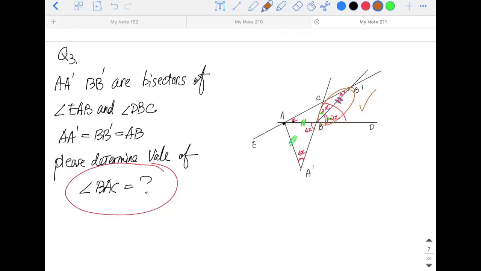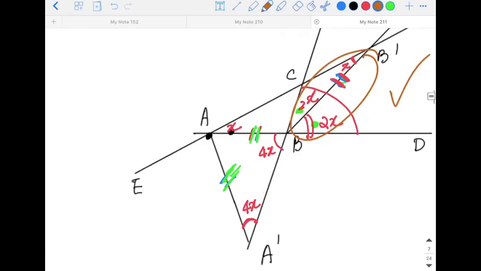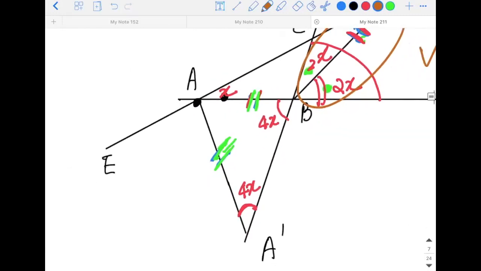The AA prime is a bisector, right? Okay, I think somebody has the correct answer. Yes. If that's the case, by using the last condition, AA prime is a bisector, it means these two angles are the same, right? How can we solve this problem? How can we solve such a problem?